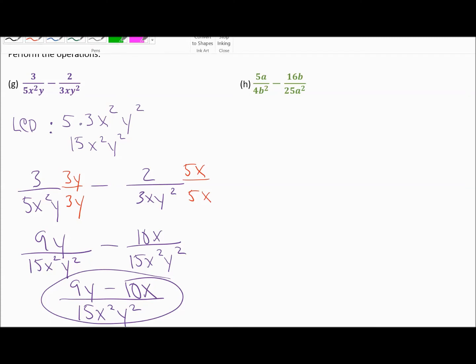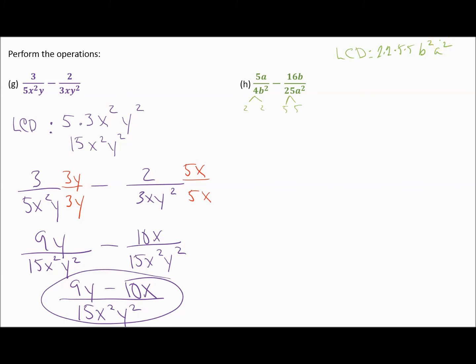So let's try this again, dealing with 4b squared and 25a squared. So my least common denominator, I'm going to do this on the top right here, a 4 and a 25. 25 factors into 5 times 5, if you need that. 4 breaks down into 2 times 2, but notice they don't have any common factors. So I'm going to need 2 2s and 2 5s, or 4 times 5. I'm going to need a b squared, and I'm going to need an a squared.